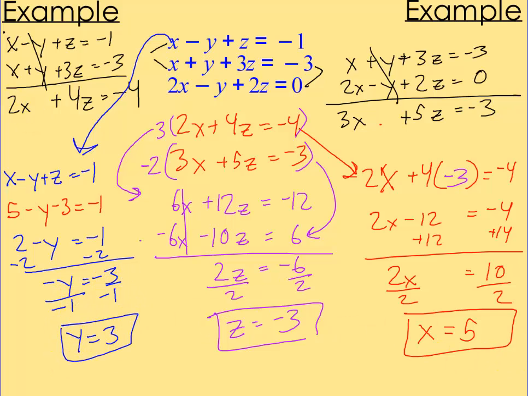So my final answers are right here. Let's write that as an ordered pair. So the final answer is x first, so 5, y next, 3, negative 3. And that's my answer. Okay, one more.